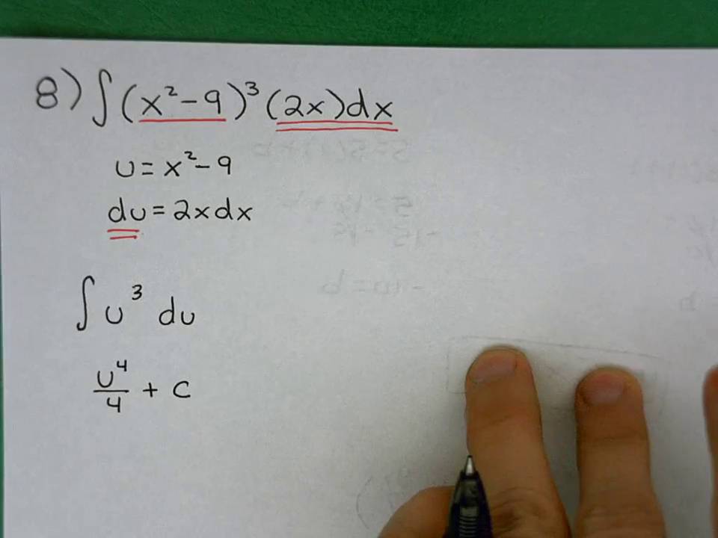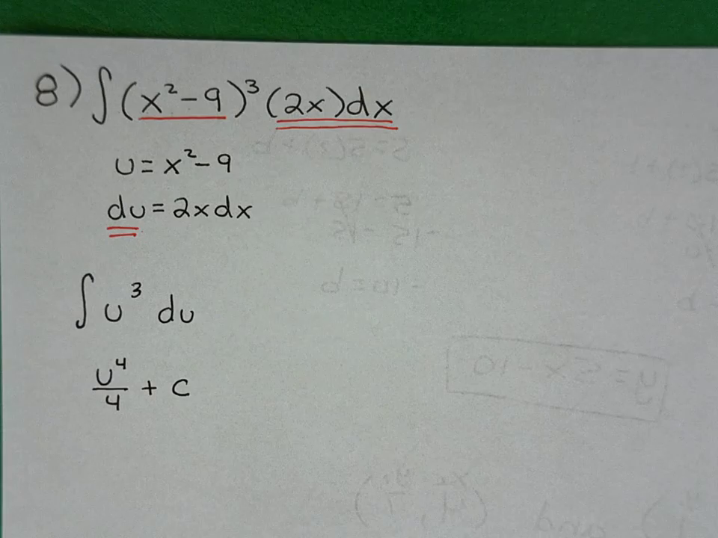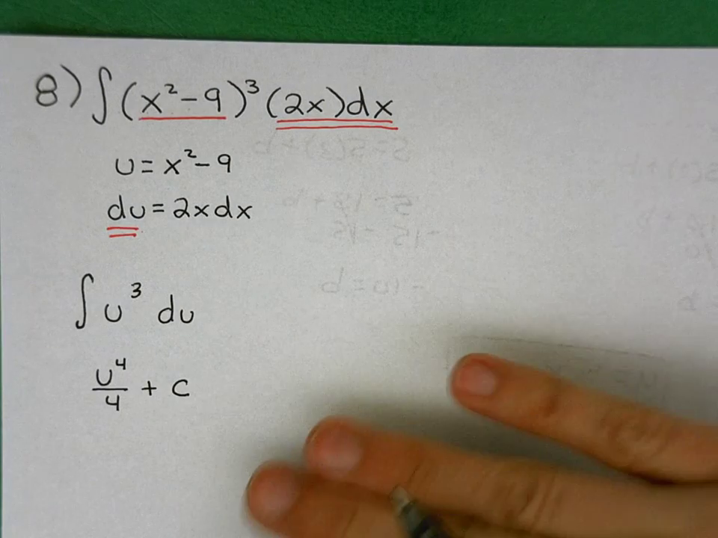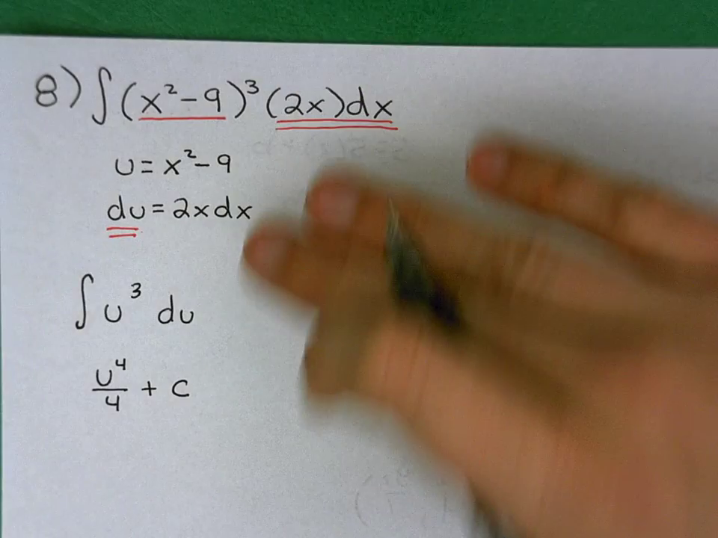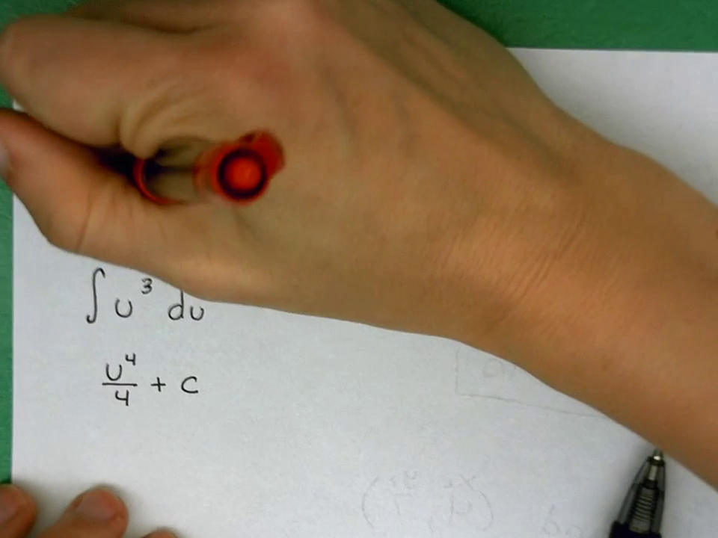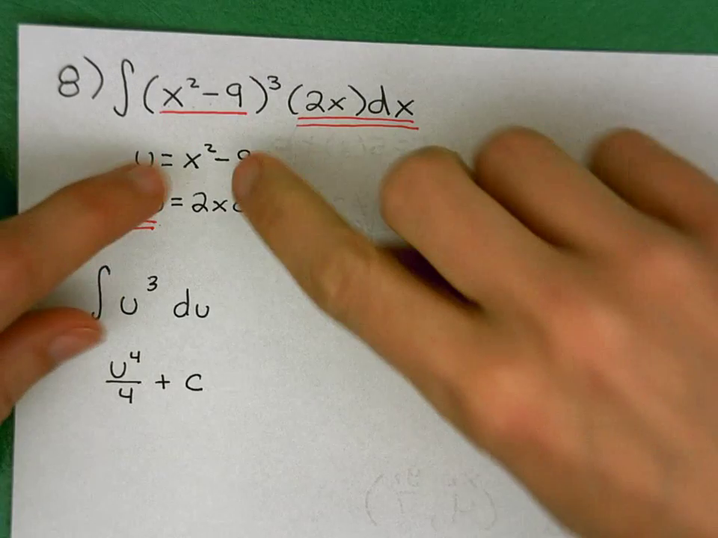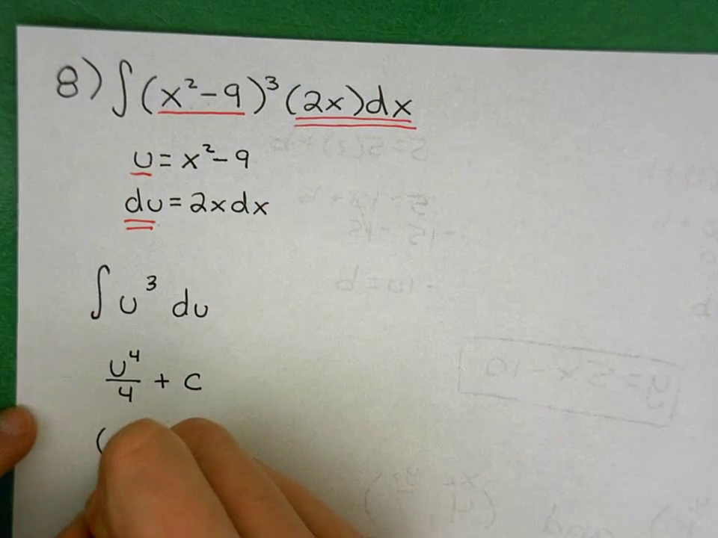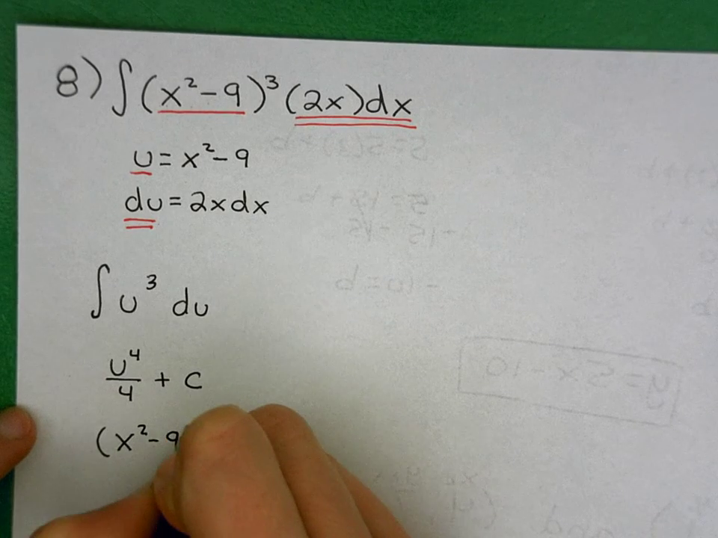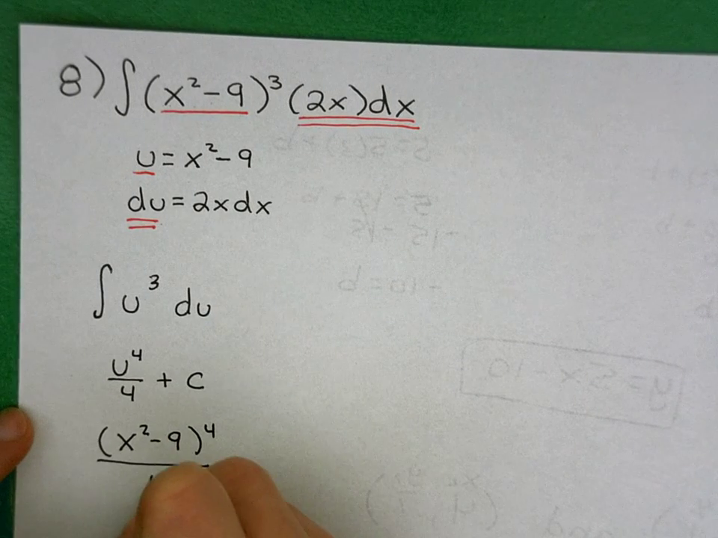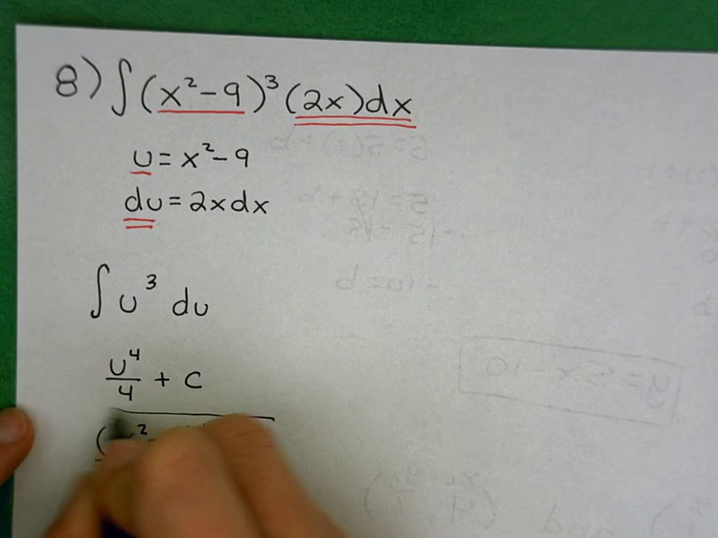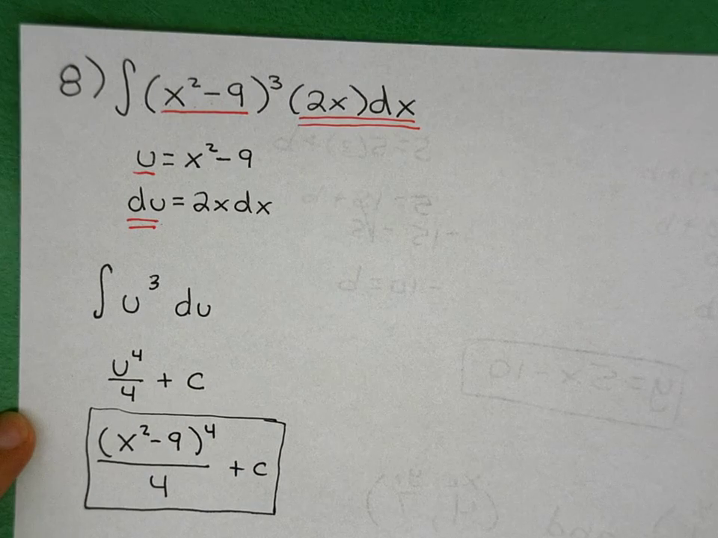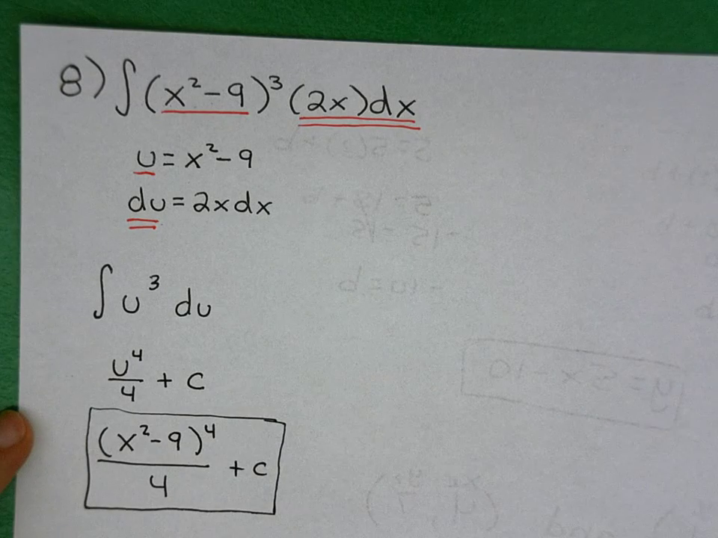The final piece of a u/du substitution is that my original problem is in terms of x, and so my answer needs to be in terms of x as well. I'm going to take that x squared minus 9, that was my u here, and plug it back into the u spot. This is going to be x squared minus 9 to the 4th over 4 plus c. Those are the last steps of u/du substitution.